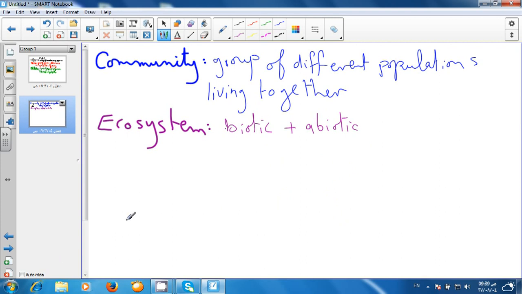Like for example, the biotic factor like human affects the abiotic like temperature. We cause global warming, right, by human activity. And the same story when the temperature of the atmosphere increases, this also affects the distribution of organisms that live. So the biotic and the abiotic factors affect each other and are affected by each other.